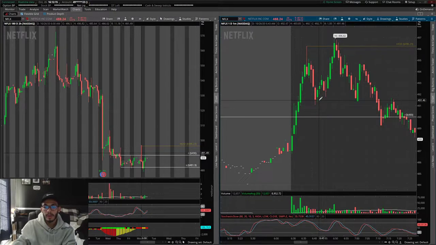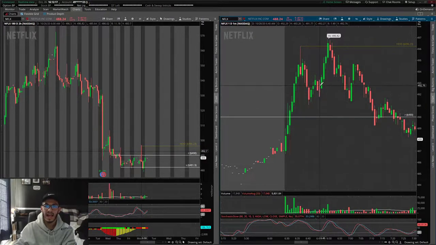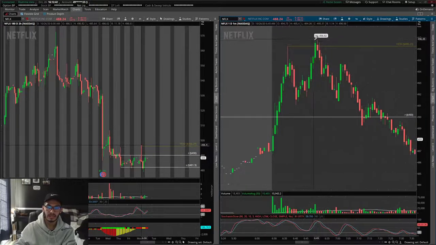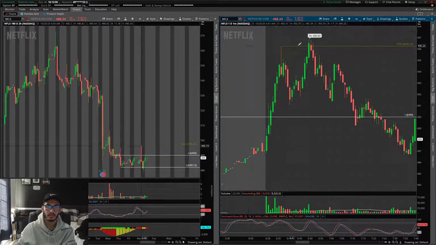So we have the pullback. Netflix goes for another leg higher. And look at this volume candle here. This is where big money players are getting out of their position. And who are they selling to? Retail traders that are thinking that Netflix is going to continue to break high of day. And look at this volume spike here. Big money players are selling it to retail traders, and you can see what happens immediately. Those retail traders just got faked out right at high of day.